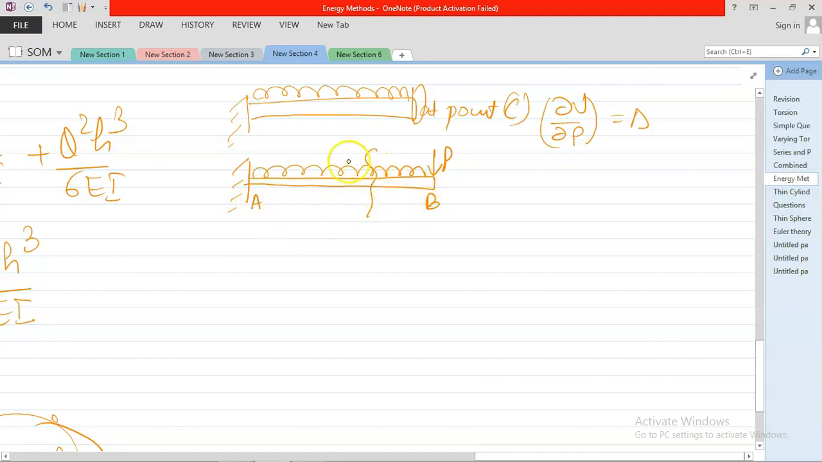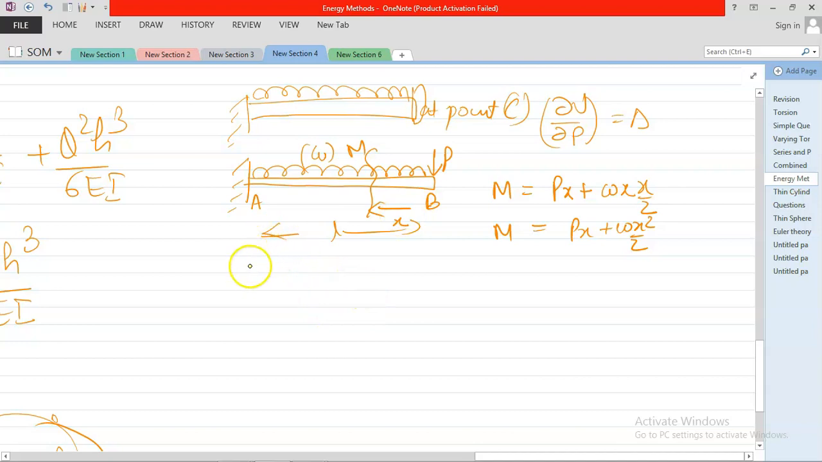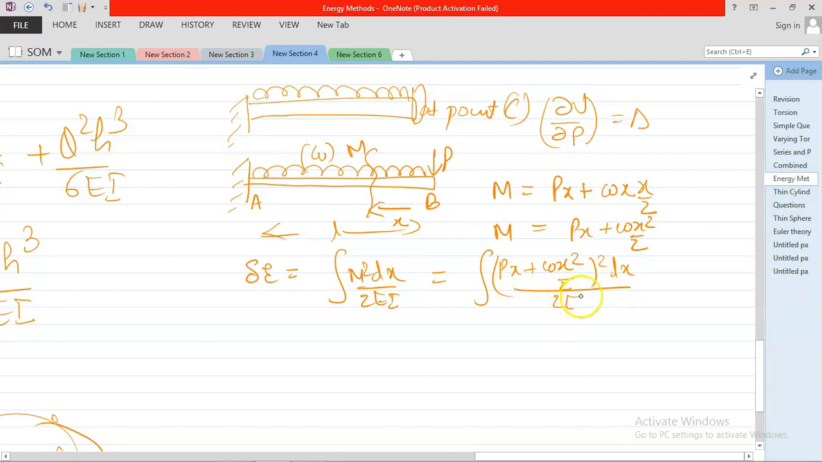So first of all, what is the moment M at distance x? Moment M at distance x is P into x plus, suppose this is W, load per unit length, and whole length is L, so that will be W into x by 2 into x. That is the moment at any distance x. Now what is the strain energy of the body? The strain energy of the body is M squared dx upon 2EI, that is integral of (Px plus Wx square by 2) whole square dx upon 2EI.